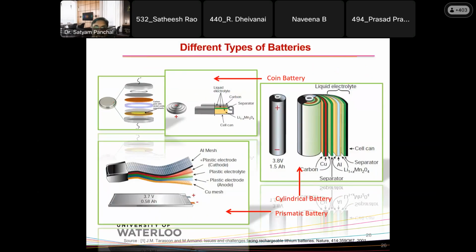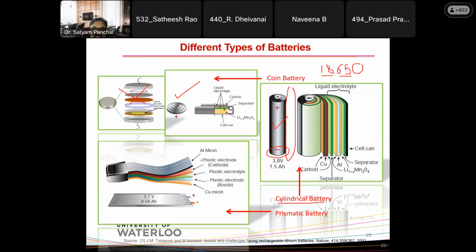Different types of batteries: coin batteries, which we typically don't use for electric vehicles but use for wristwatches. The second one is the cylindrical battery, and Tesla uses this cylindrical battery, the 18650. In 18650, 18 millimeter is the diameter and 65 millimeter is the height. Tesla also has the 21700, with 21 millimeter diameter, so a bigger diameter, and the height is 70 millimeter, so it's a very big cell.